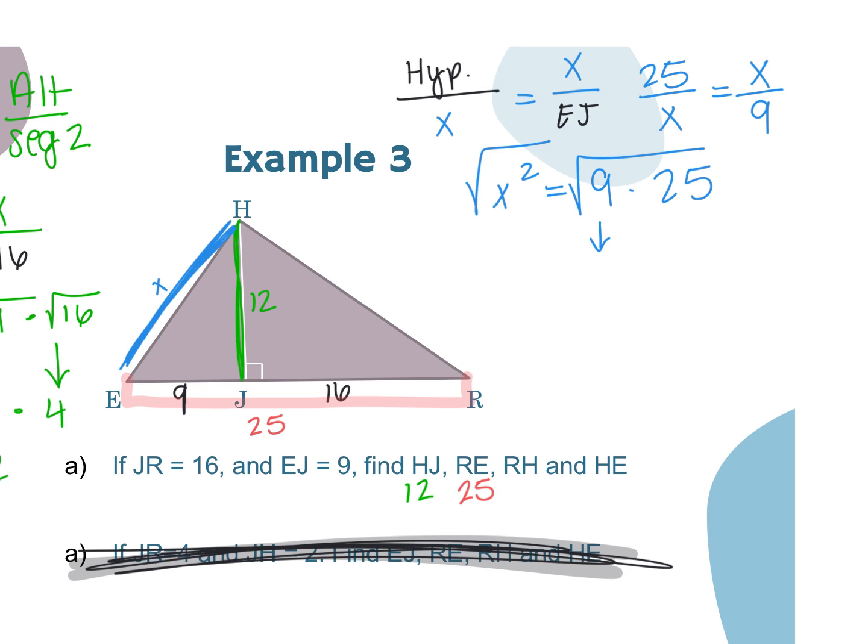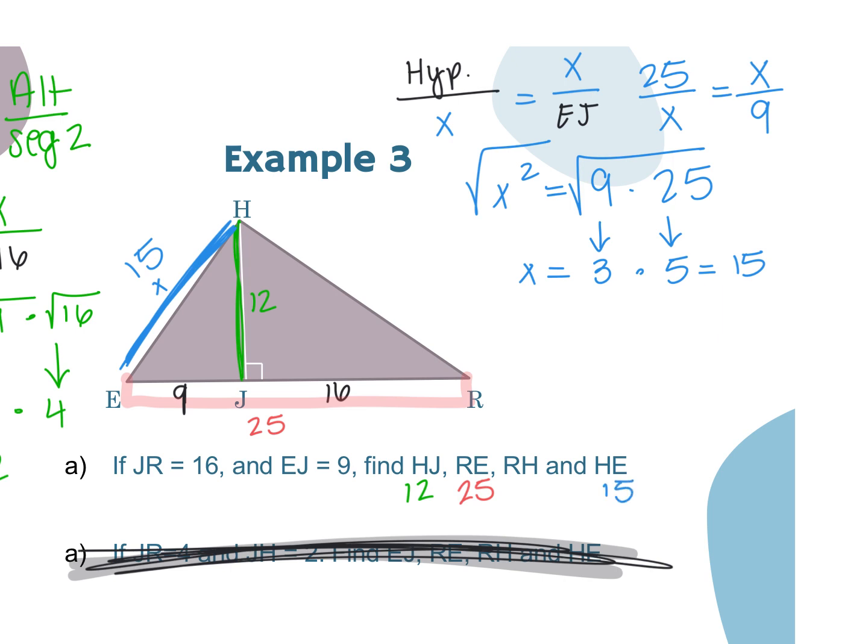What's the square root of 9? And what's the square root of 25? And what do I have to do with them? Multiply them. And what would I get? 15. So this side is going to be 15. EH or HE is 15.